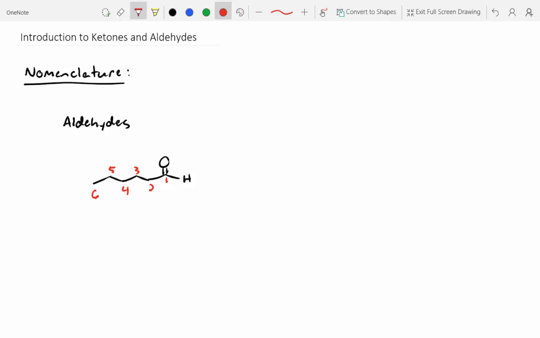And then when you go to name it, this would just be hexane for the 6-carbon chain. And then al would be its suffix. So anytime you see the suffix al, this is the suffix for aldehydes. Make sure when you are identifying the longest chain that the longest chain does include the aldehyde. It must, by definition, include the aldehyde.